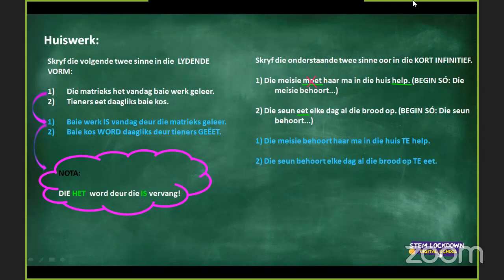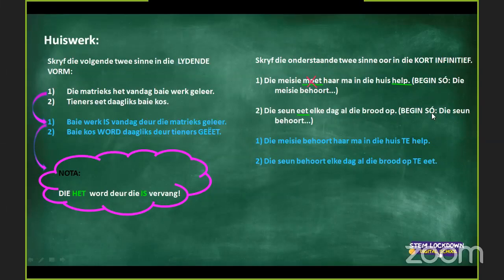Okay, remember the big thing that I said you have to remember with these short infinitive sentences yesterday is that we do not add a om. That is a big no-no, and that is most probably the most common mistake that you make in your question paper. Kyk na die volgende sin. Let's have a look at the next sentence. Die seun eet elke dag al die brood op.